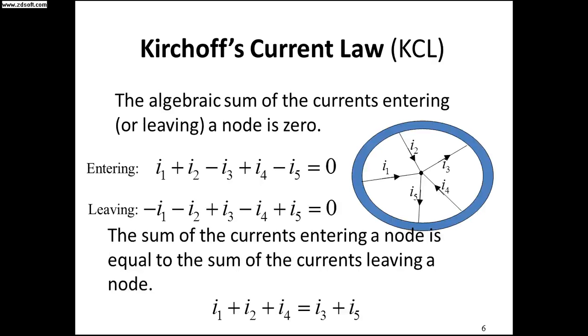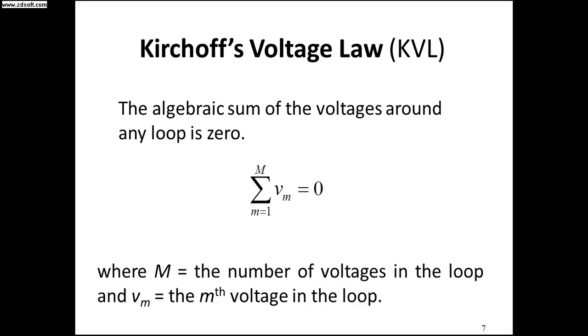Here we can take a simple circuit which consists of a single node, where the sum of the current entering the node is equal to the sum of the current leaving the node. The entering currents are I1, I2 and I4, and the leaving currents are I3 and I5. So according to Kirchhoff's current law, I1 plus I2 plus I4 is equal to I3 plus I5.